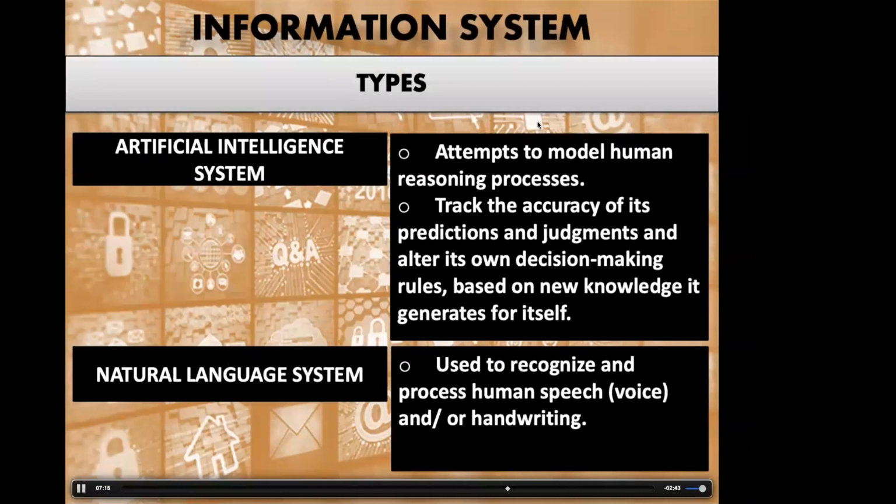Then the artificial intelligence system attempts to model human reasoning processes, track the accuracy of its predictions and judgments, and alter its own decision-making rules based on new knowledge it generates for itself. And lastly, the natural language system is used to recognize and process human speech or voice and/or handwriting.